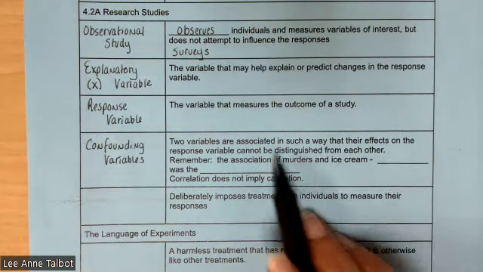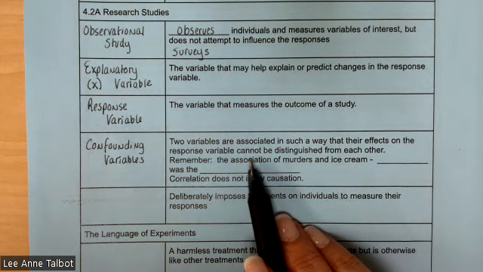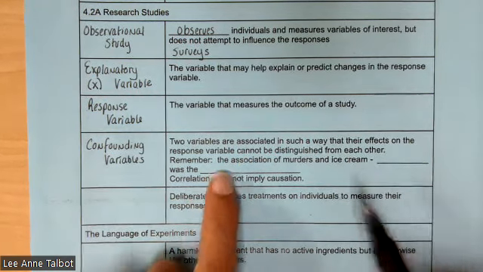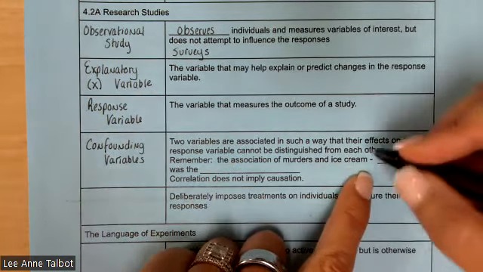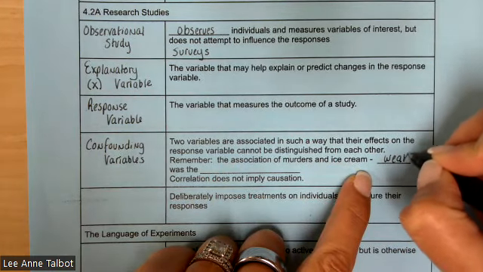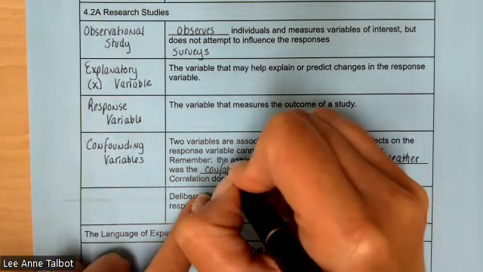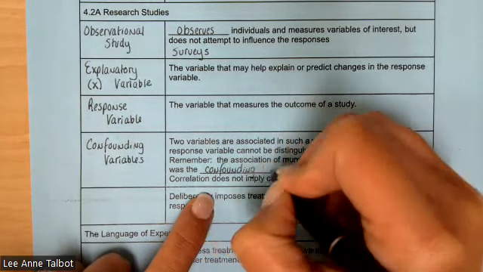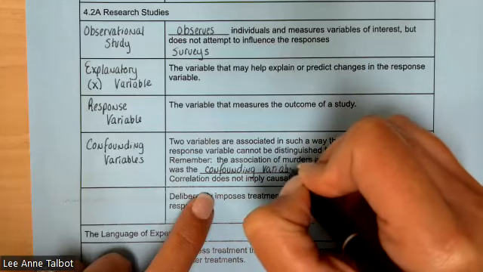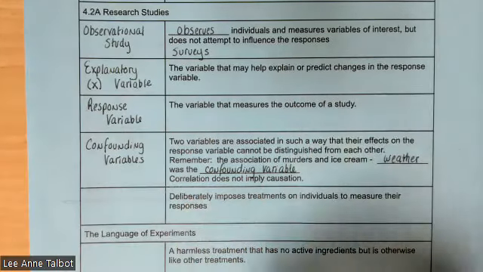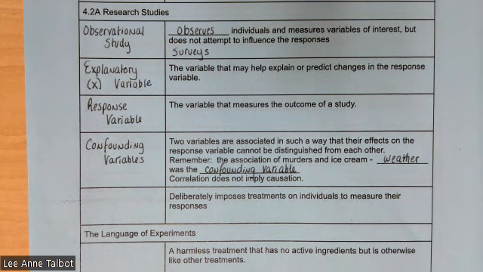Two variables are associated in ways so that the effects on the response variable cannot be distinguished from each other. Remember, the association of murders and ice cream, weather was the confounding variable. And remember from chapter 3, correlation does not imply causation. So just because two things are associated with each other does not mean that one caused the other one. This is the same thing from chapter 3.